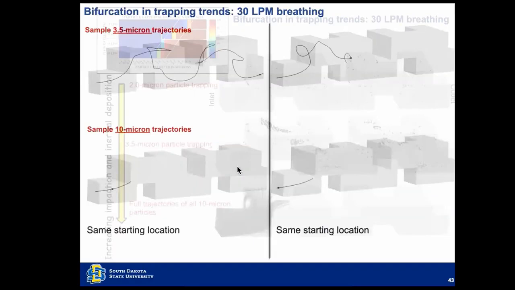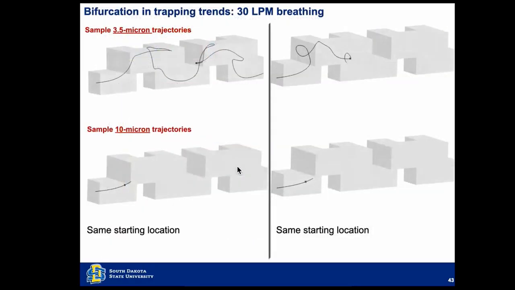And over here, I show some videos to show you the general trend of the particle dynamics. Based on the initial location of the particles at the inlet of the filter, they would be trapped or be able to escape. On the top row, I have 3.5 micron particles. At the bottom, I have 10 micron particles. The 3.5 micron particle on the top right got trapped, but both the 10 micron particles are getting trapped.